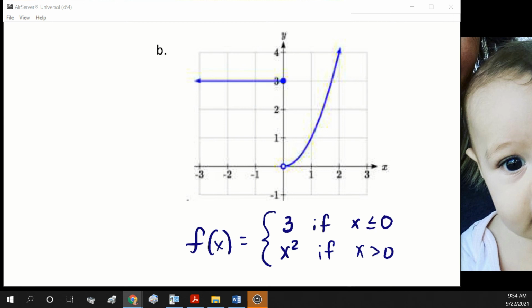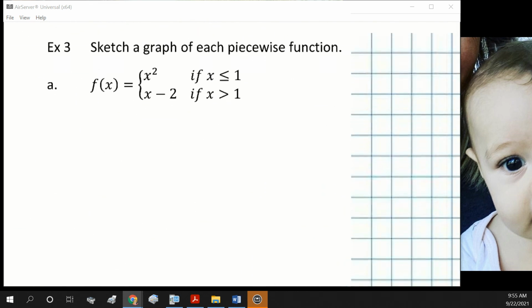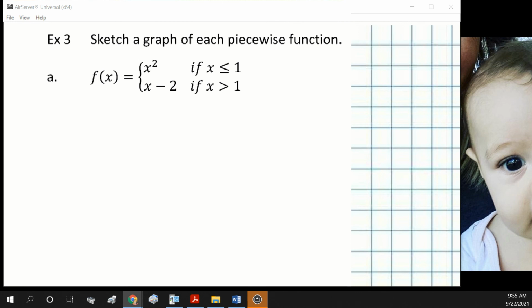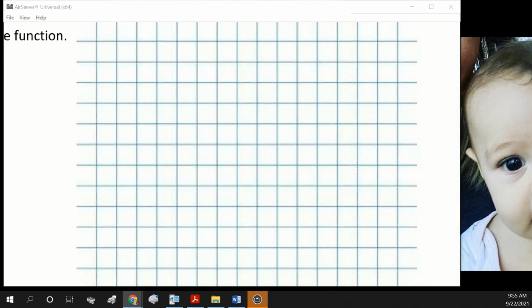Okay. The last couple of examples, we are going to do the graphs. We haven't graphed a whole lot this year. This might be the first day. I think it is. I know in Algebra 2, you do tons of graphs. All right, so here we go. We are going to graph this piecewise function. When x is less than or equal to 1, it is going to be the quadratic parent function or parabola. So let's draw our axes.